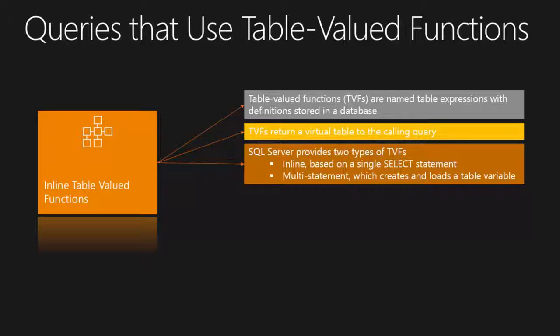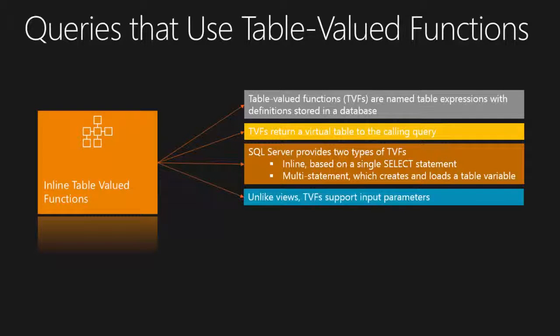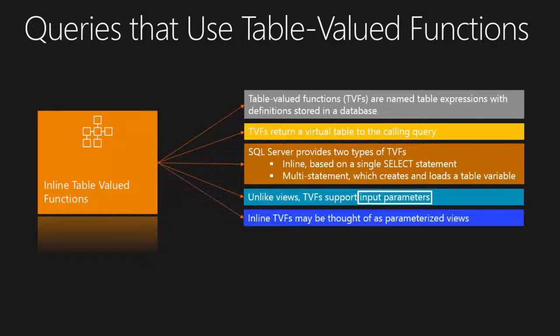SQL Server provides two types of table-valued functions: inline, which is based on a single select statement, and multi-statement table-valued functions, which create and load a table variable. Although inline table-valued functions have many properties in common with views, the key distinction is that inline table-valued functions can accept input parameters. Therefore, you can think of them conceptually as parameterized views and use them in place of views when flexibility of input is preferred.